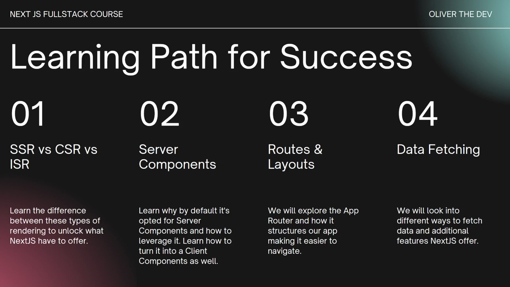So I made a roadmap for this, and this is the learning path for success. First, we're gonna tackle SSR versus CSR versus ISR. Now, this is a very crucial topic because Next.js does all of these and a little bit of variation as well. I think understanding server-side rendering, client-side rendering, and incremental static rendering is really important, and it will give you a very strong start.